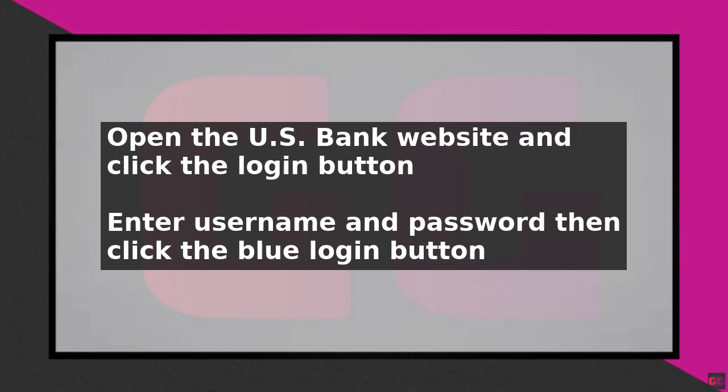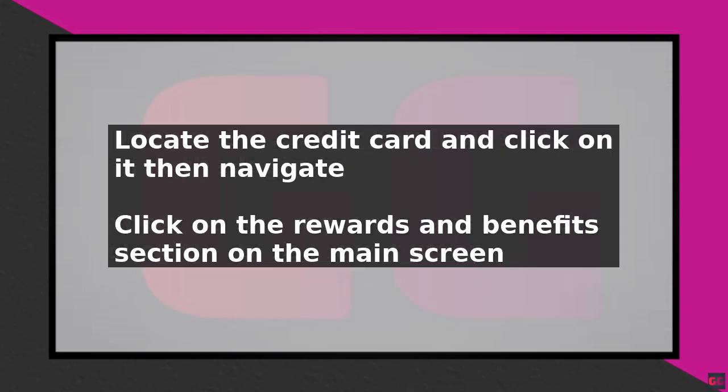Once you're logged in, locate the credit card for which you want to activate cashback categories on the main screen and click on it. From there, navigate to the Rewards and Benefits section and click on it. On the Rewards page, you'll see your rewards balance, along with a prompt asking if you've chosen your categories yet. Click on the Choose Today button.